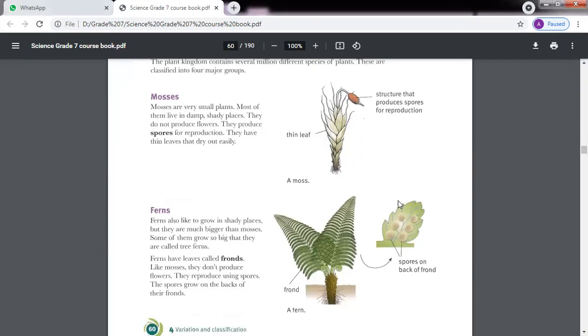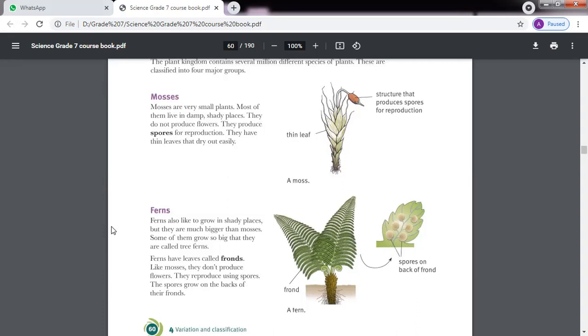Number one is mosses. Mosses are very small plants and they don't produce flowers. They produce spores. Look, this is a spore, and this spore reproduces into new plants. This is the first one. And again, I tell you, they don't produce flowers, and they have thin leaves that dry out easily, quickly dry out because they are thin, they can't store too much water.